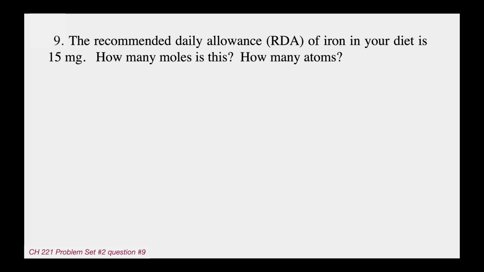Cool. The recommended daily allowance, or RDA, in the United States of iron in your diet is 15 milligrams. So what that says is that every day, the average human being in the United States, they recommend that you have 15 milligrams of iron as intake. That number oscillates. If you're a pregnant woman, it's more, and children, it's different, and stuff like that. But for the average person, 15 milligrams.